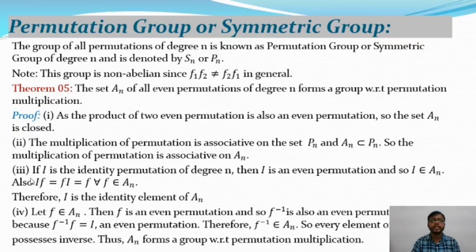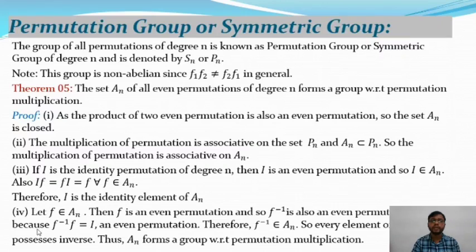If I is the identity permutation of degree n, then I is an even permutation as well, and so I belongs to An, and also I dot f is equal to f dot I is equal to f for all f belonging to An. Okay, so the product of two even permutations is an even permutation. And I, the identity permutation, belongs to An, so I is also an even permutation. So therefore the identity property is satisfied.